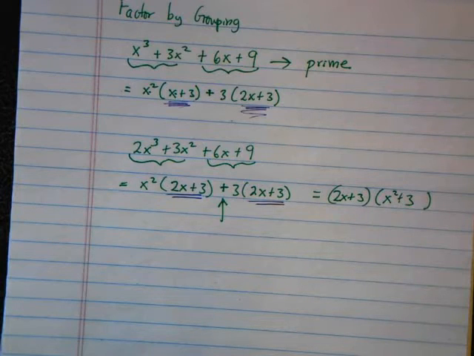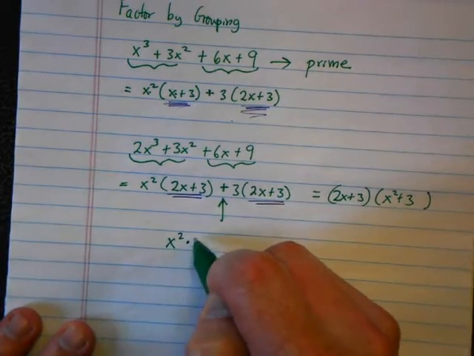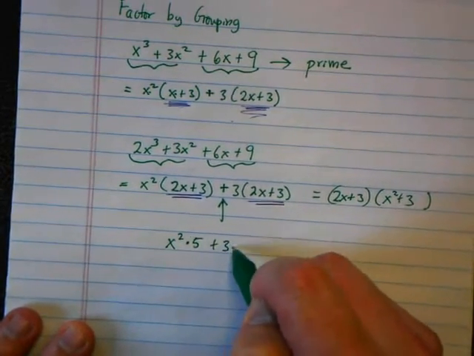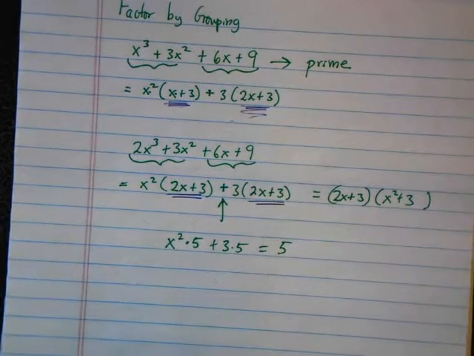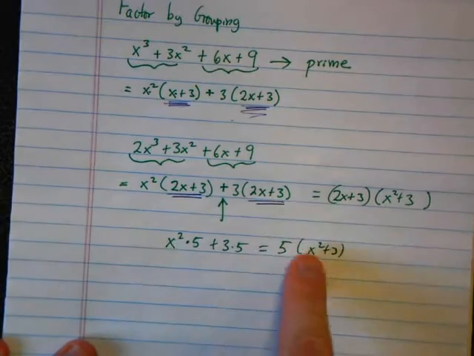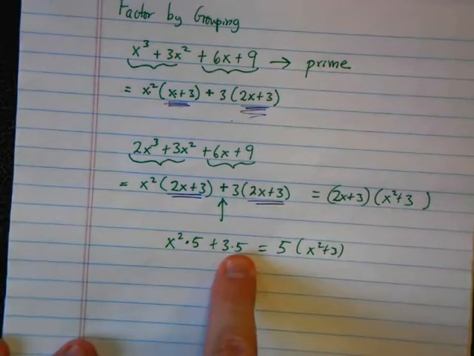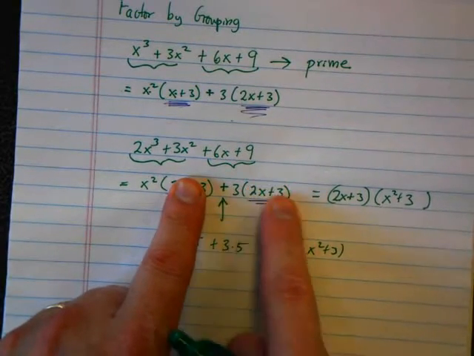So you won't have to put parentheses 2x plus 3 squared. You won't have to. No, because if this were, let's say, x squared times 5 plus 3 times 5, you would just take out a 5, wouldn't you? Not a 5 squared. And you would write x squared plus 3 because you have the 5 times the x squared and the 5 times the 3. This is common. You're just taking this, bringing it out front.